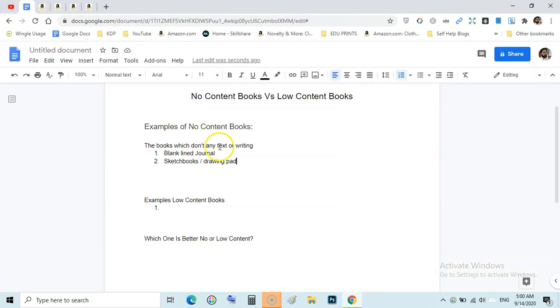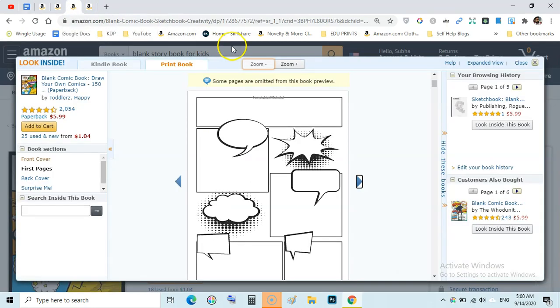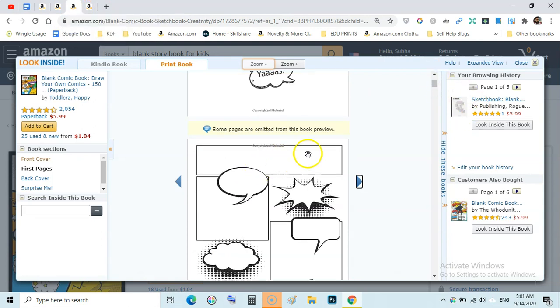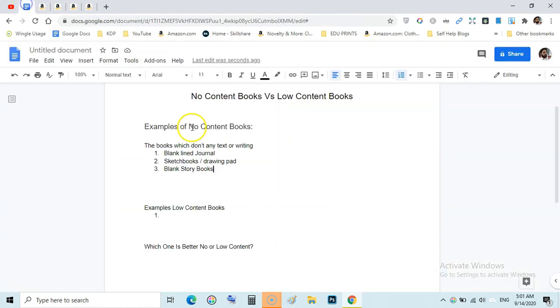The third one is blank storybooks. What are the blank storybooks? This is the comic books. You can also call them comic books for children. So there is no text, only the shapes. Children can draw something funny here and write about it. So this is another example, it was not a storybook, it was a comic book.